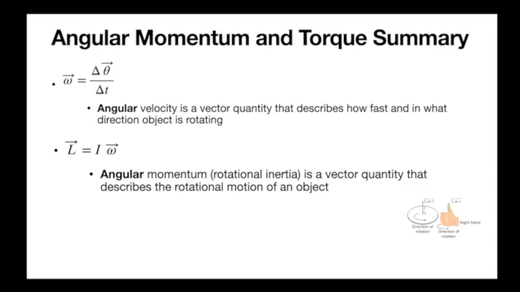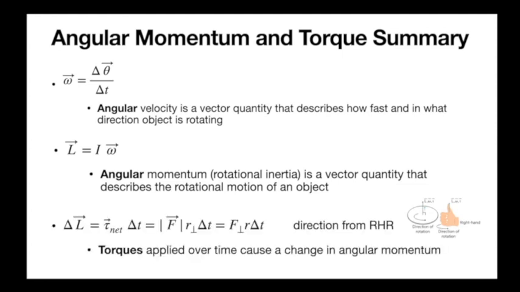So that's in the same direction as our angular velocity, using the right-hand rule, just scaled now by the rotational inertia. And then how do we change angular momentum? Well, we do it with torques applied over time, right?